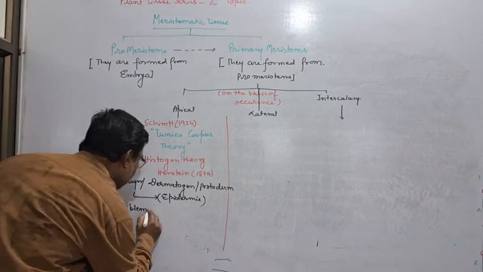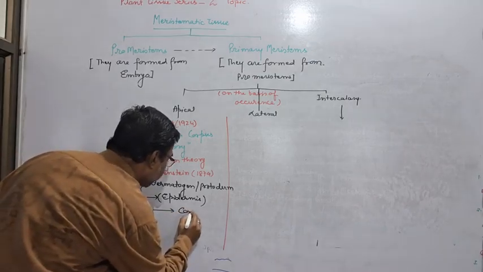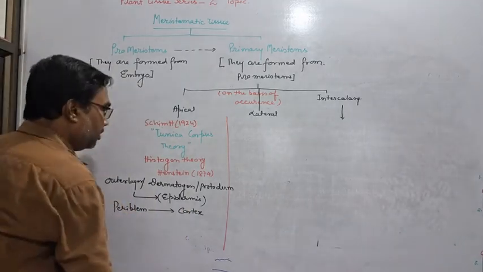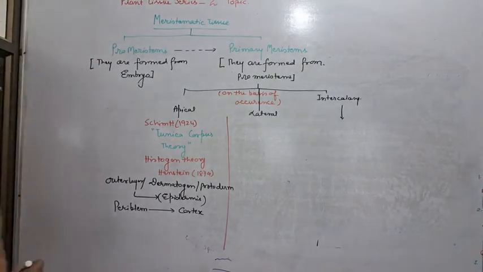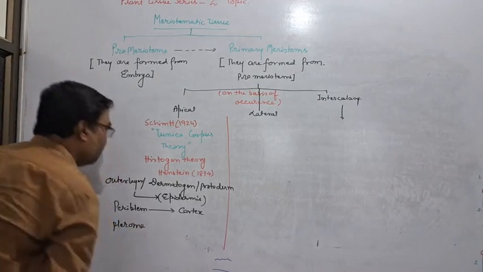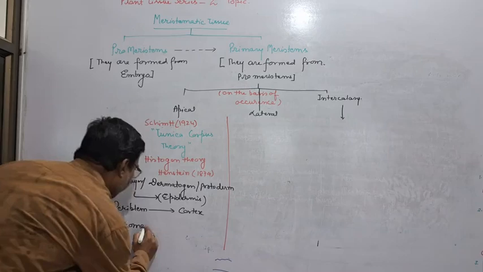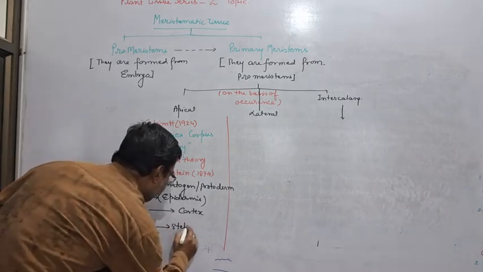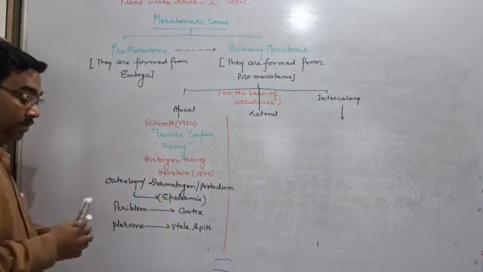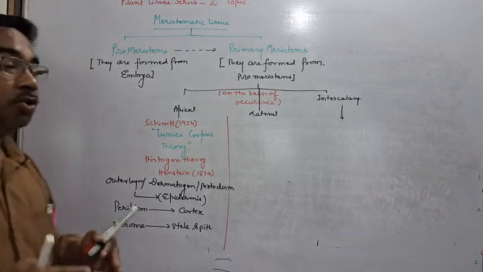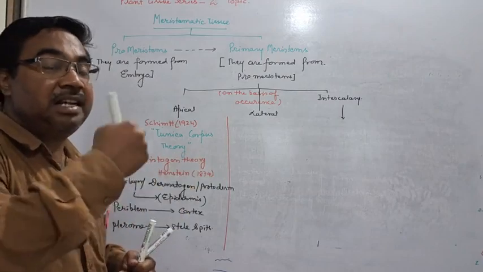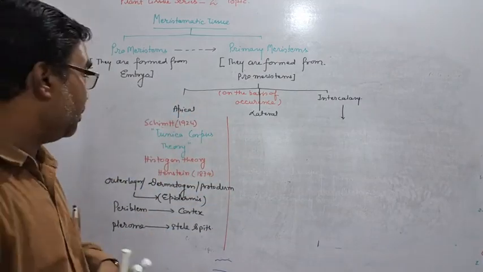Periblem will later form the cortex part of the root and shoot. Now the third was plerome. It will later form stele and pith. So actually the theories were given to show which part is formed by which layer of apical meristematic tissue.